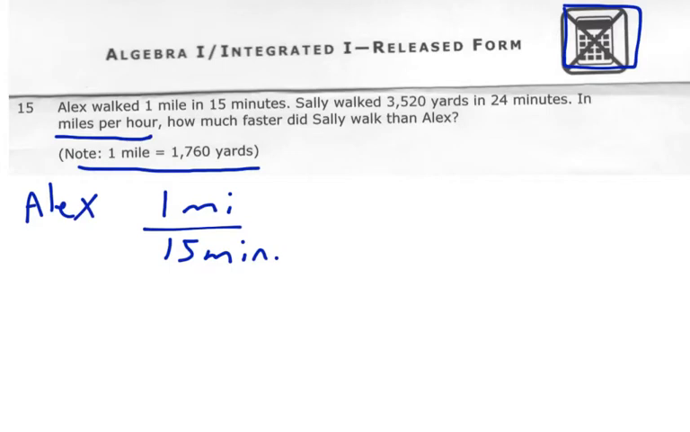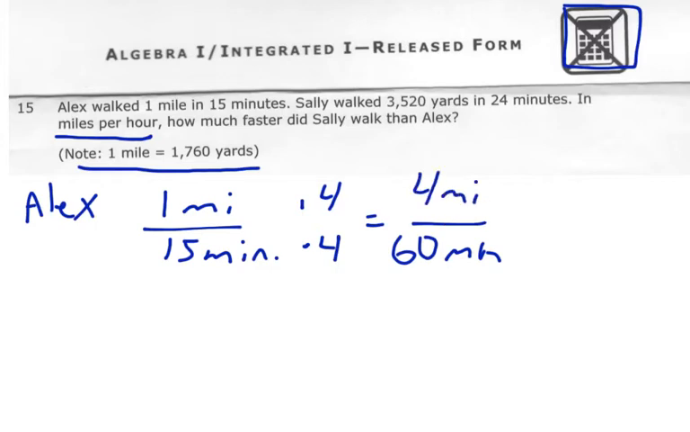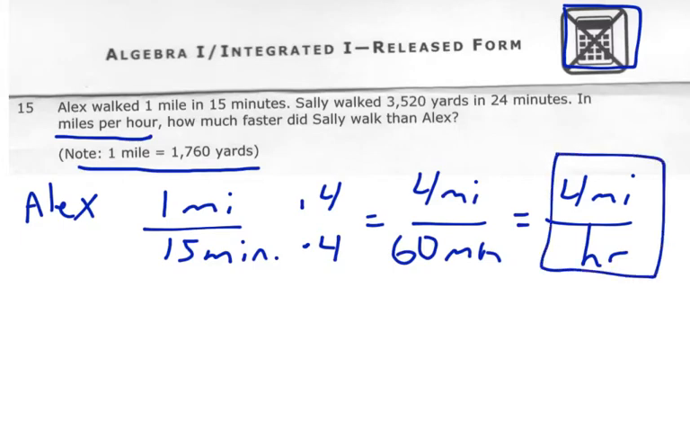We could go ahead and cancel our units through multiplication, but I just see a real quick way to do this. I know that 60 minutes are going to be an hour. So if I just make an equivalent ratio here and do times 4, that would give me 60 minutes would be 4 miles, and I know that 60 minutes is 1 hour, so that means 4 miles per 1 hour, and that's what Alex is. So we have Alex taken care of. We just need to find out about Sally.